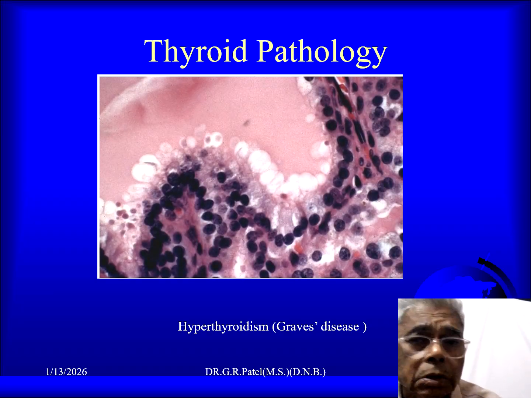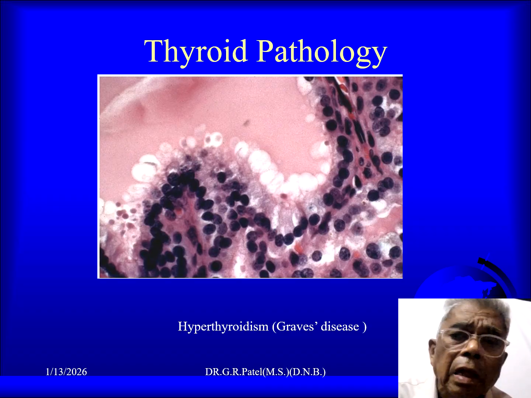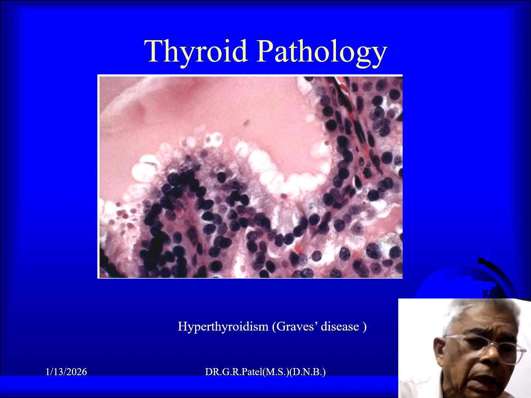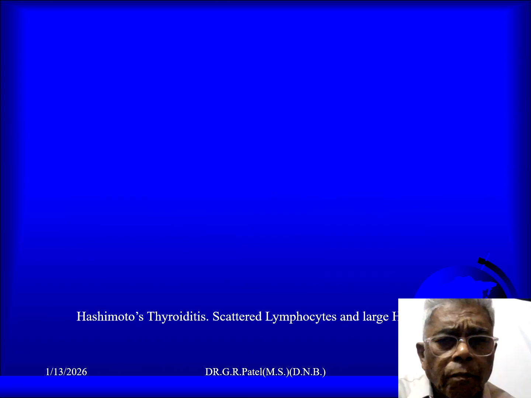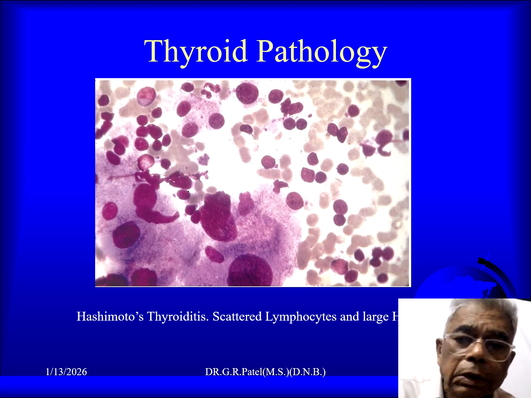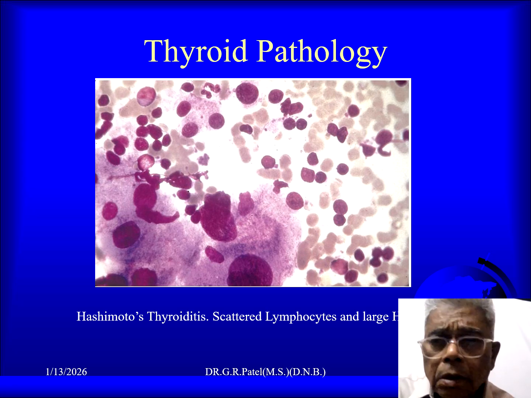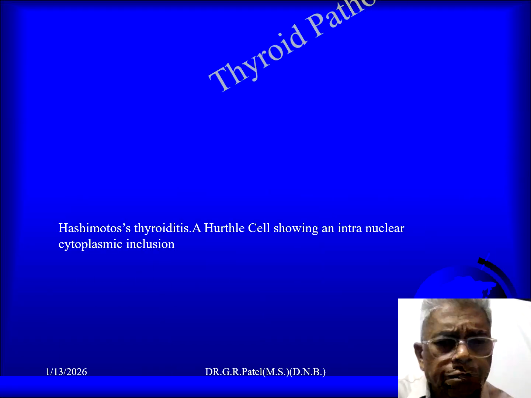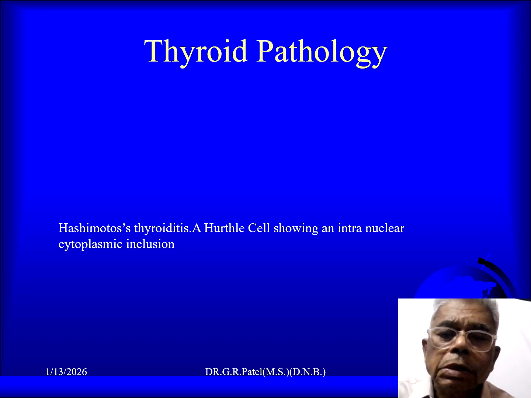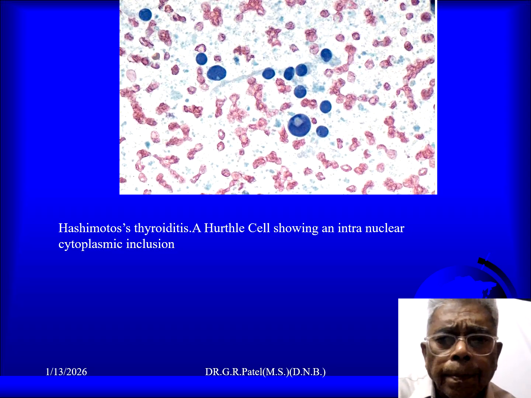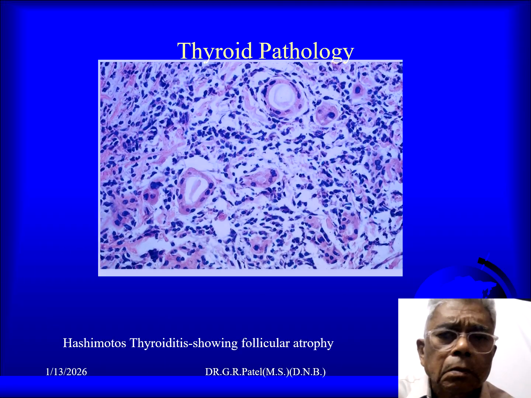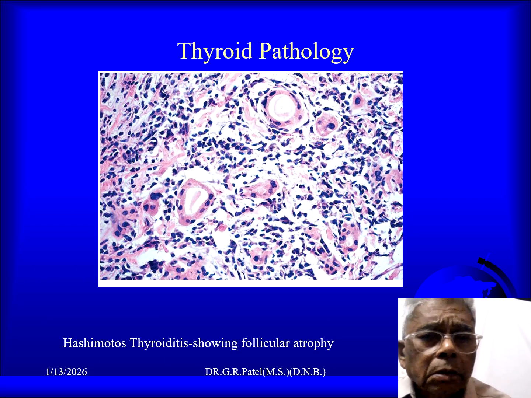Hyperthyroidism, that is Graves' disease. These are tall cells. Hashimoto's thyroiditis, scattered lymphocytes, and a large Hurthle cell. Hashimoto's thyroiditis, a Hurthle cell showing an intranuclear cytoplasmic inclusion. Hashimoto's thyroiditis showing follicular atrophy.